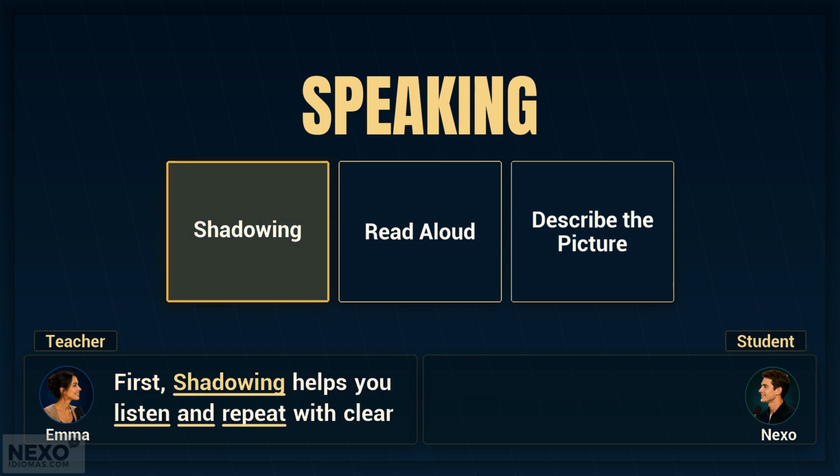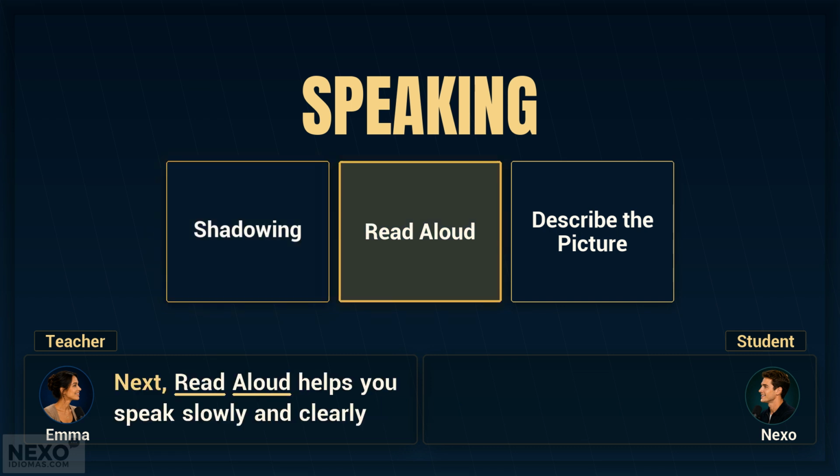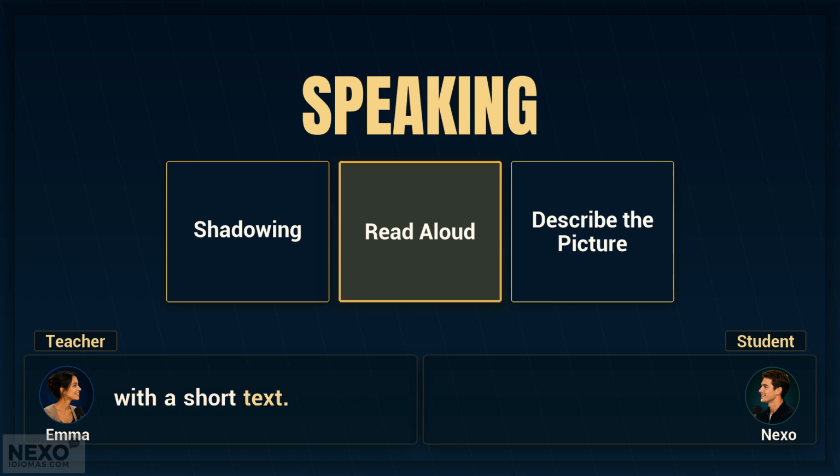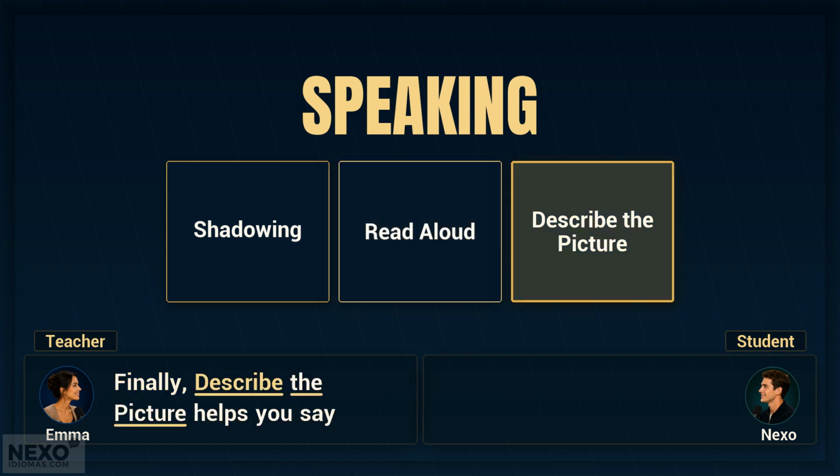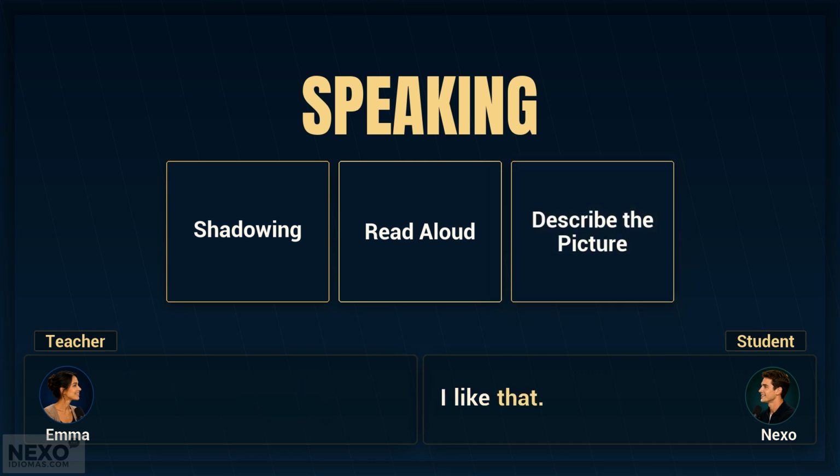First, shadowing helps you listen and repeat with clear rhythm. Next, read aloud helps you speak slowly and clearly with a short text. Finally, describe the picture helps you say simple sentences about what you see. I like that. Short steps help me feel confident. Perfect. Let's start with shadowing.